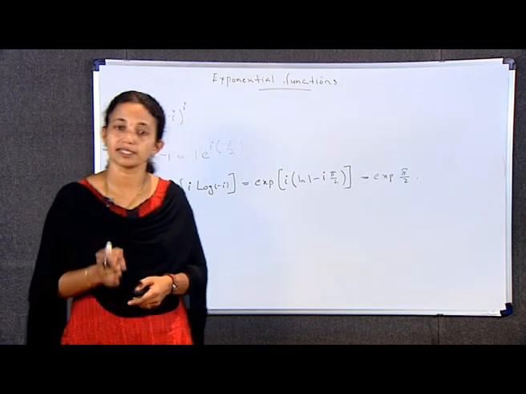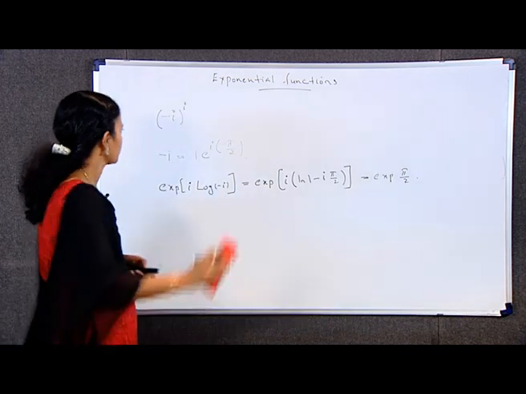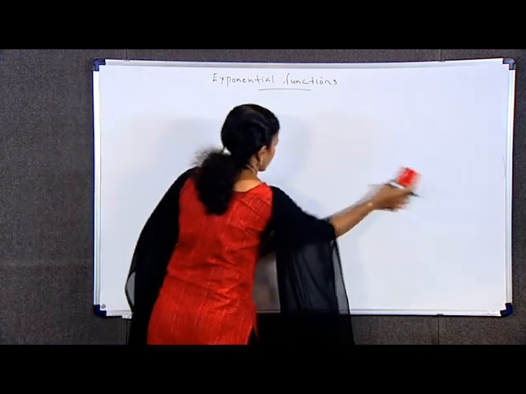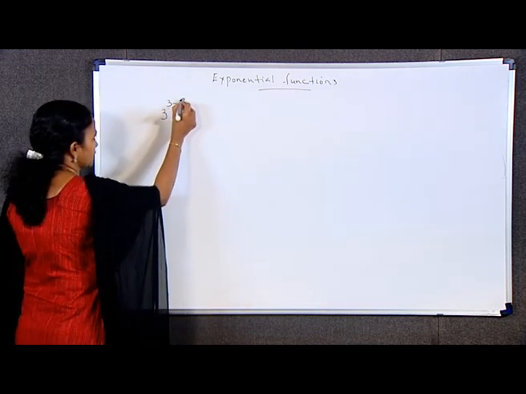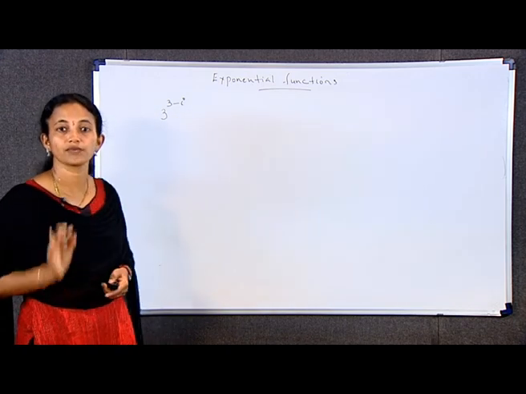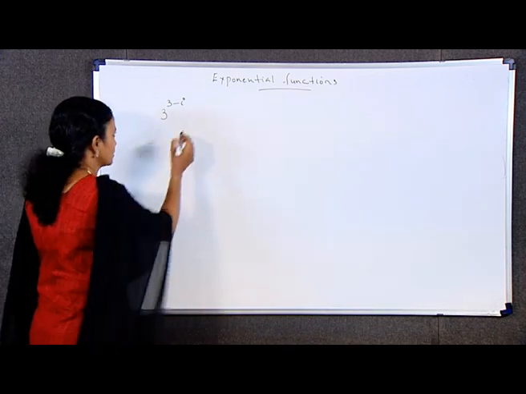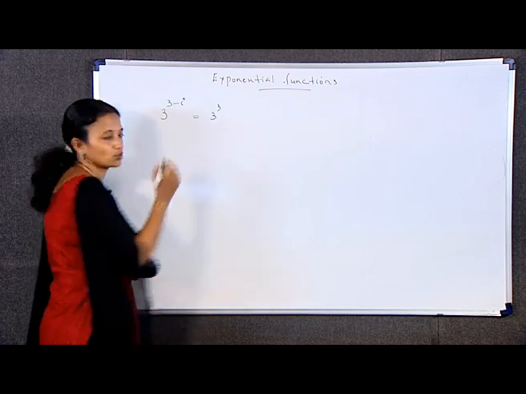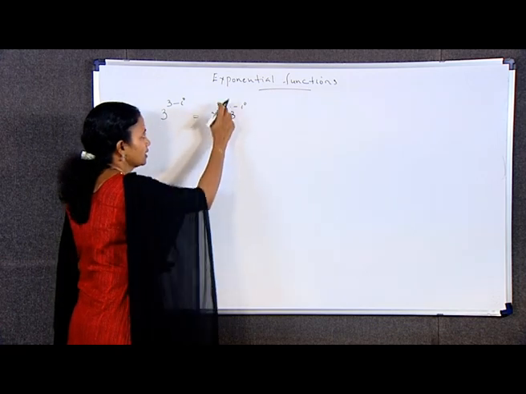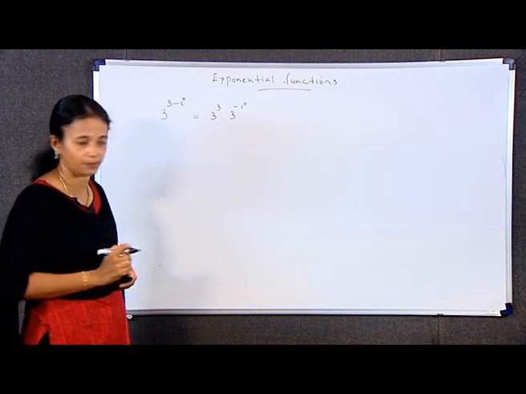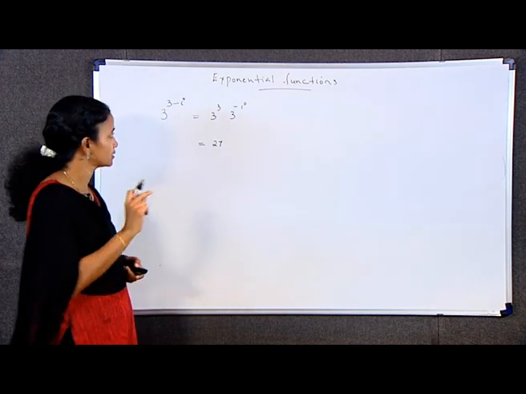Next, we have an example, that is also to find the principal value of 3 raised to 3 minus I. Here also we have to find the principal value. I can write 3 raised to 3 minus I as 3 raised to 3 into 3 raised to minus I. That is, I am splitting this. We know 3 raised to 3 is equal to 27, into 3 raised to minus I.